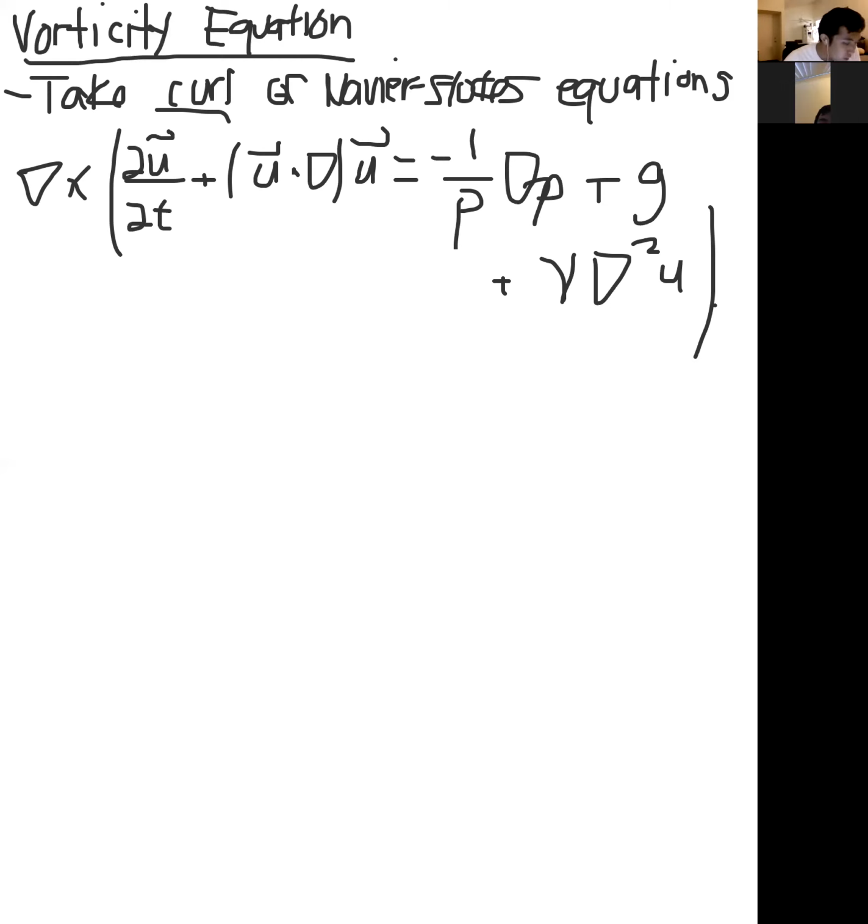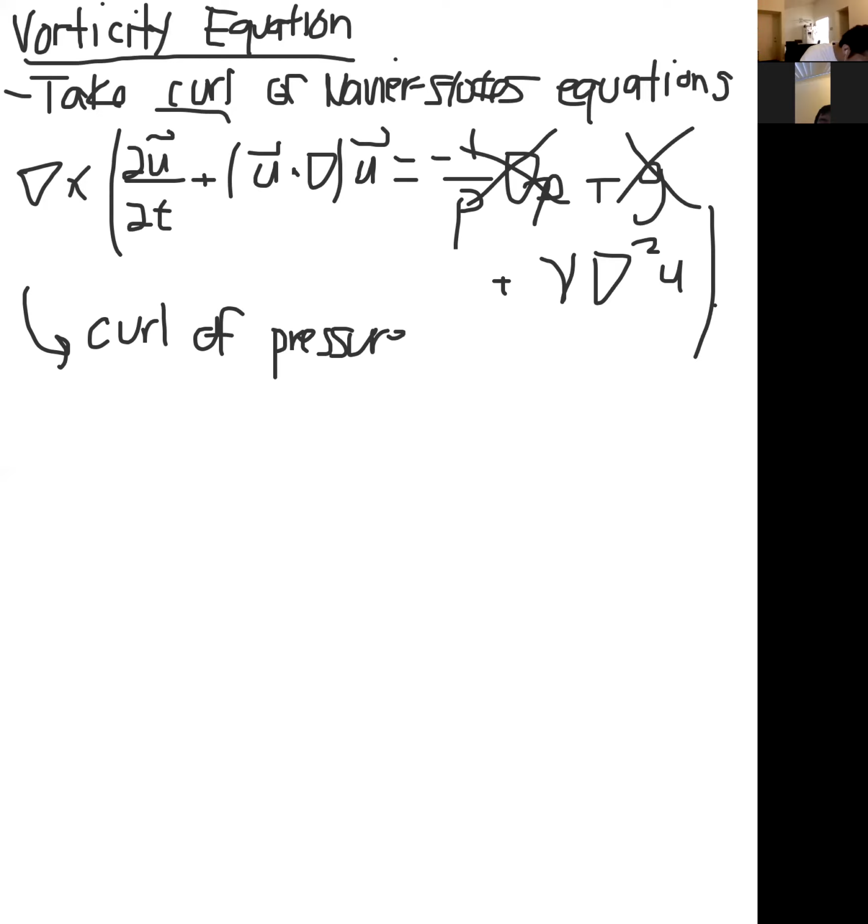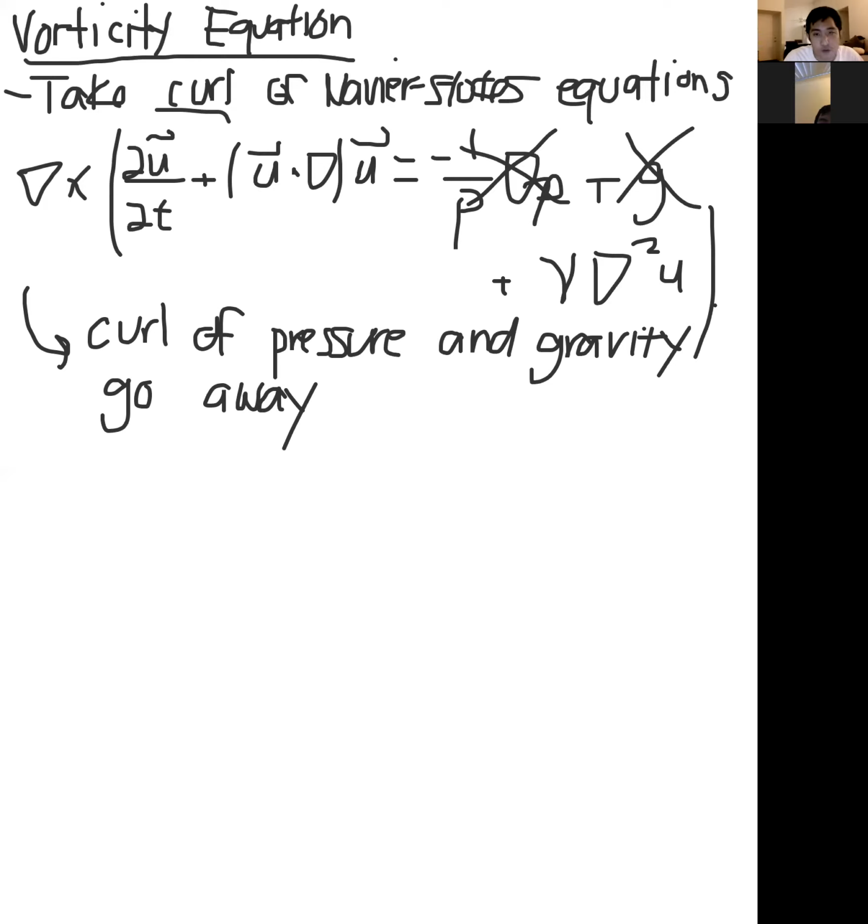But one thing that I will say is that when you take the curl of this equation, what tends to happen, just like we saw in Kelvin's circulation theorem, is that the pressure and the gravity actually go away. Intuitively, the reason for this is the curl is a way to talk about the rotation that occurs inside a fluid. If you think about the pressure forces and the gravity forces that act on some element or parcel of fluid, they always act through the centroid of the element.